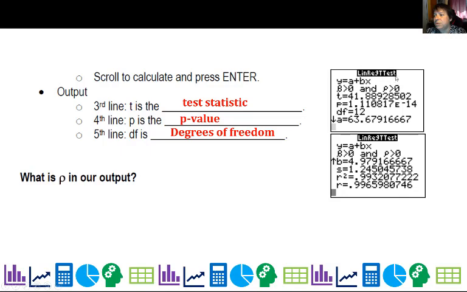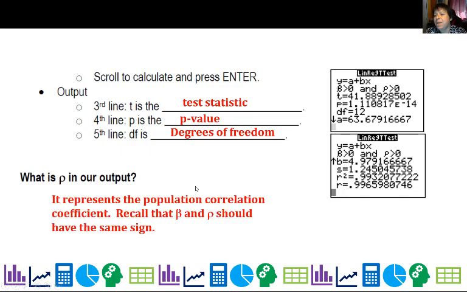Now you'll notice there is a rho there, and what is that? That actually represents the population correlation coefficient. Remember, it can take a value from -1 to +1. And so when we say positive slope, our correlation should be positive. So we're saying rho is greater than 0. And if we say negative slope, our correlation should be negative. So we would say rho is less than 0. So they're always going to match right there.